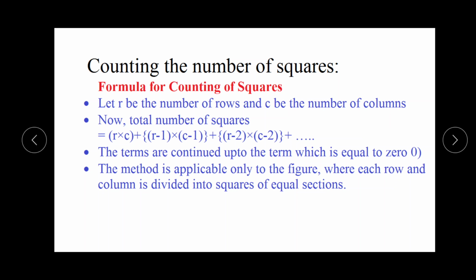It means total rows multiplied by total columns. Then next we will subtract 1 from the rows and we will subtract 1 from the columns. Again we will subtract 1 more, or you can say 2 from the total rows and 2 from the total columns. The terms continue up to the term which is equal to 0. Until it becomes 0 we will do the same procedure. The method is applicable only to the figure where each row and column is divided into squares of equal section. It means the squares should be of the same size.